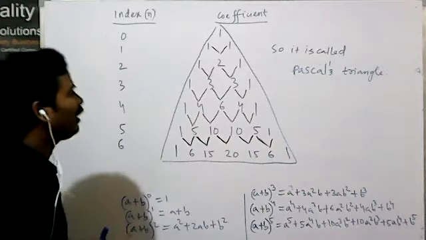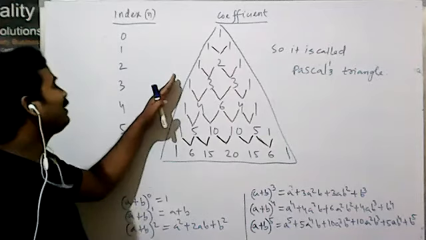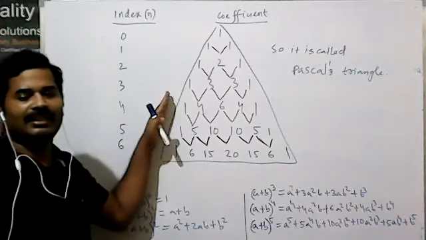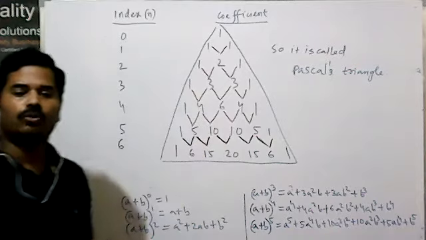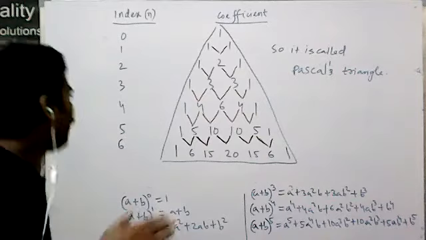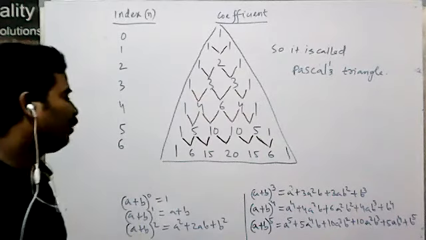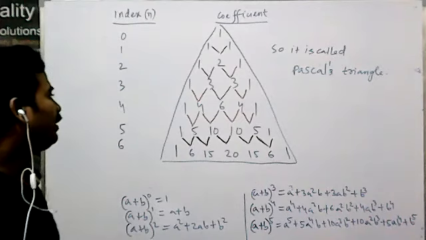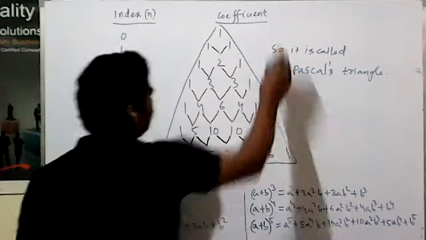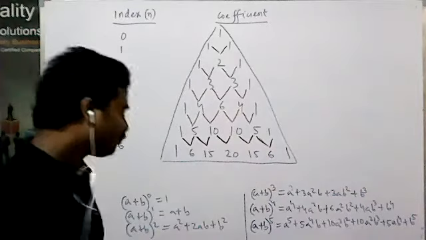So in this way the value will come. This is Pascal's triangle. If the index is given, you can find out the coefficient. Similarly, that coefficient you can find out in combination format. How can we find out the combination format? Think about the combination format.